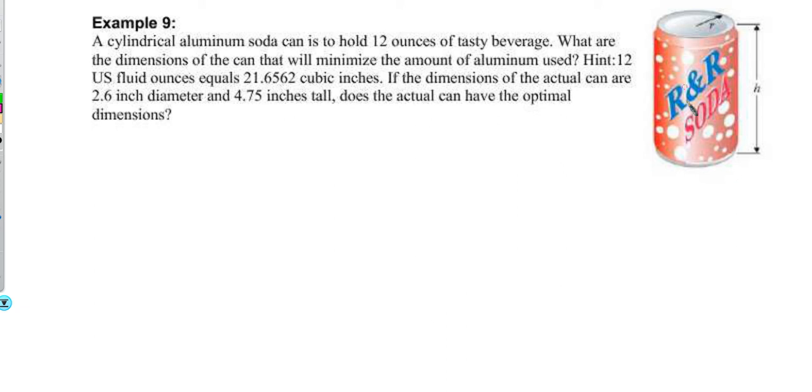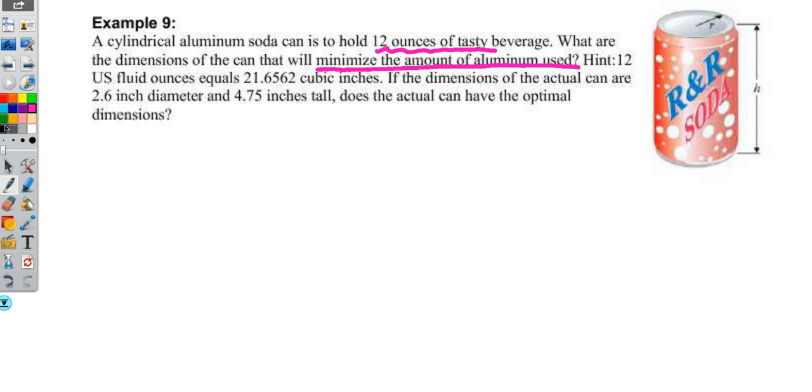We have a circular base, 2 circular bases. It's going to hold 12 ounces of a tasty beverage. And we want to know what are the dimensions of the can that will minimize the amount of aluminum used. So it's definitely an optimization problem. So we're looking for minimizing the amount of aluminum used.